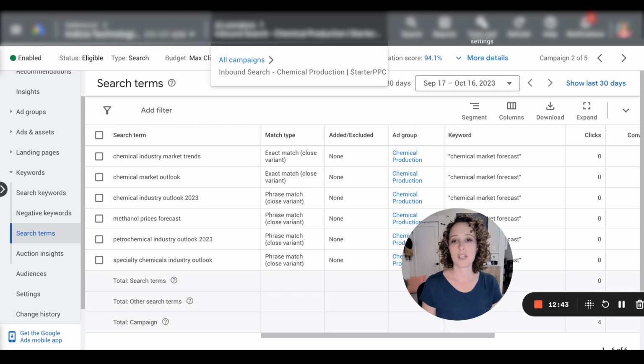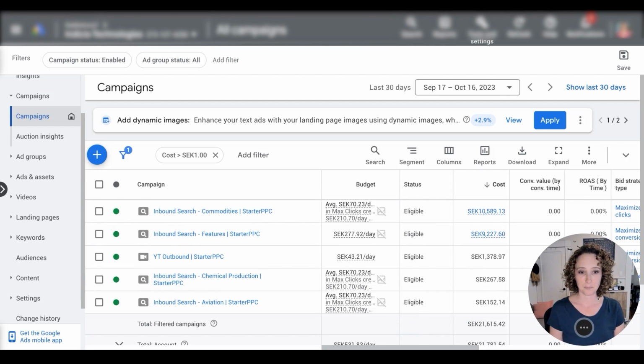So what are we going to do? How are we going to restructure things? Here's what I would recommend.